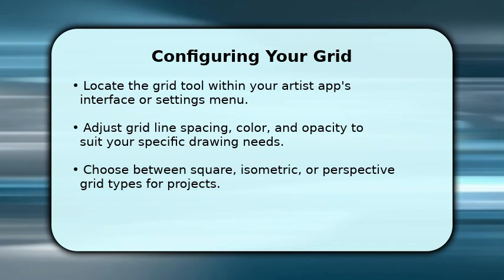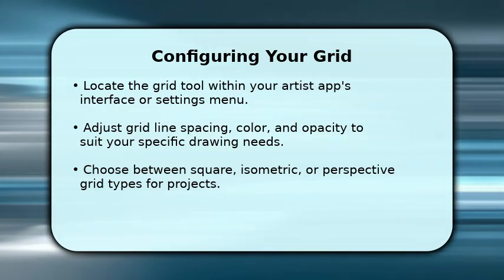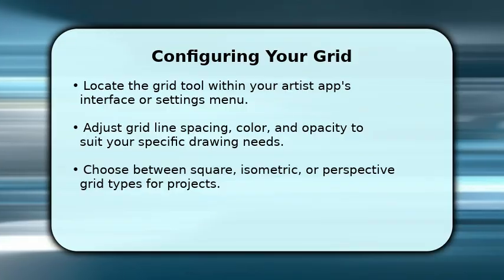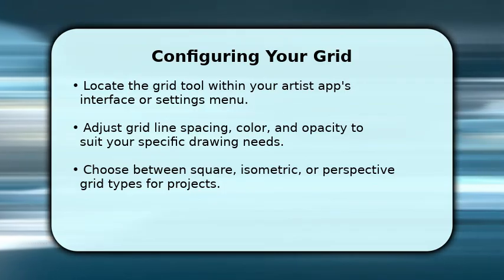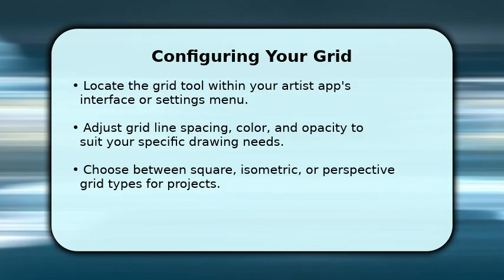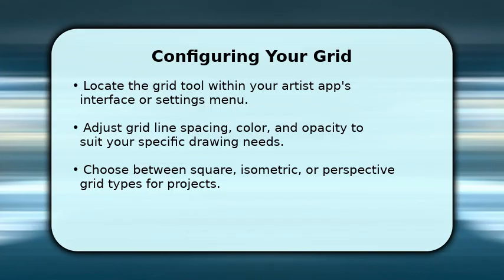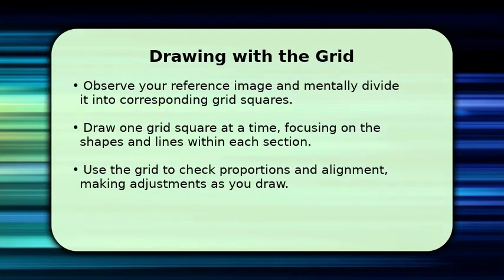Setting up your grid is straightforward. First, find the Grid tool, usually in the app's View or Settings menu. You can then customize its appearance to best suit your project. Adjust the line spacing, perhaps to 1/2 inch or 1 centimeter, change the color for better visibility, and set the opacity so it doesn't distract from your artwork. Many apps offer various grid types, such as square, isometric, or even perspective grids, giving you flexibility for different artistic styles and requirements.